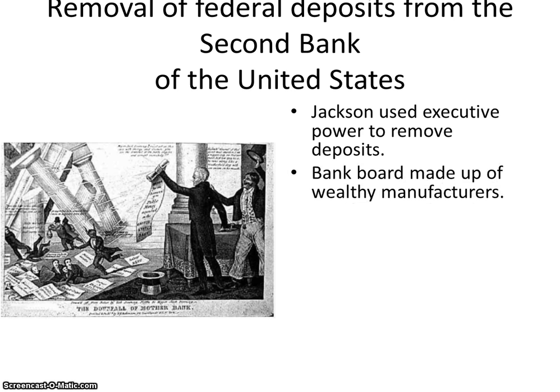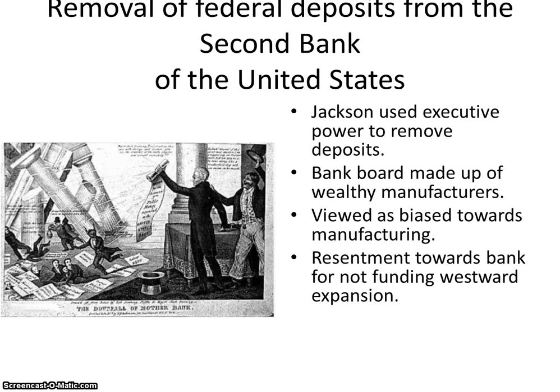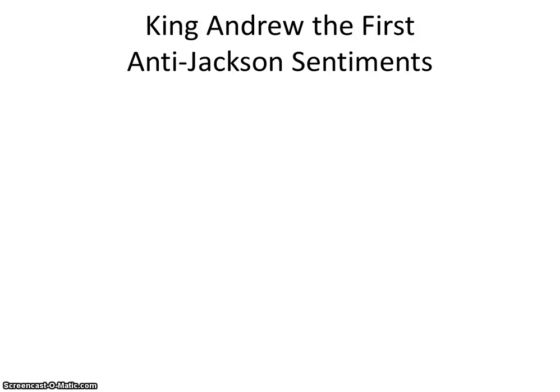The bank board was made up of wealthy manufacturers, and they viewed this as a bias against manufacturing. It caused growing resentment towards the bank because it was viewed that these manufacturers were not funding westward expansion. So you sort of have an argument between the haves and the have-nots in the United States: manufacturers, wealthy merchants, versus the common man, the farmer, that sort of thing. So the charter is left to expire and never is renewed.